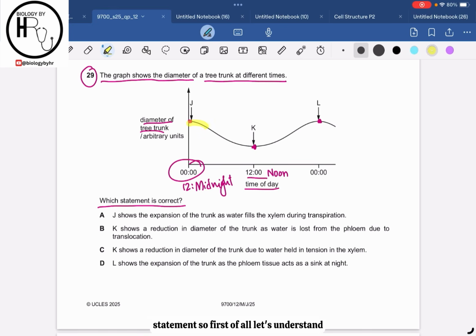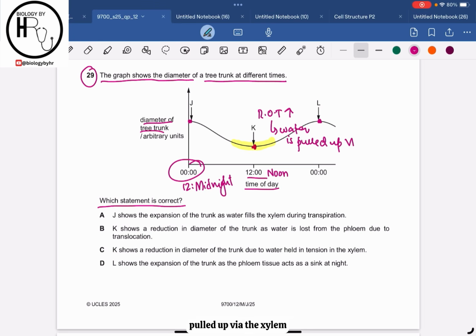So first of all, let's understand this whole pattern over here. Basically at midday, at 12 noon, the sun is at its maximum, right? So at midday the rate of transpiration is the highest, and because the rate of transpiration is the highest, we know that the water is being pulled up via the xylem. And how is the water pulled up via the xylem? By the cohesion and the adhesion forces, right?